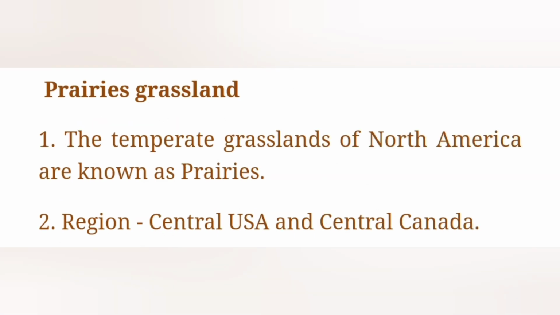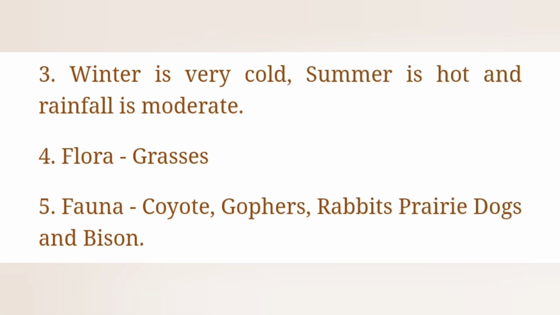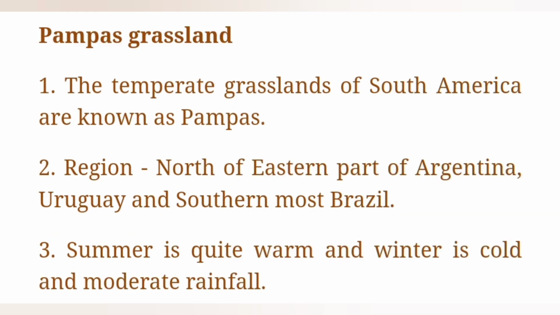Prairies grassland. First point, the temperate grasslands of North America are known as prairies. Second point, the regions are central USA and central Canada. Third point, winter is very cold, summer is hot and rainfall is moderate. Fourth point, flora, grasses. Fifth point, fauna, coyote, then gopher, rabbits, prairie dogs, then bison.